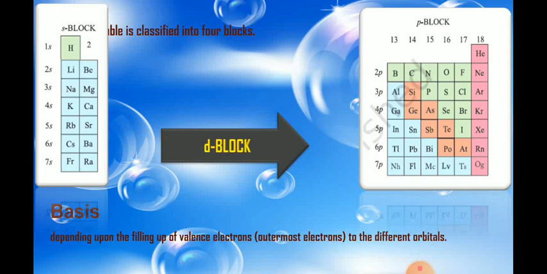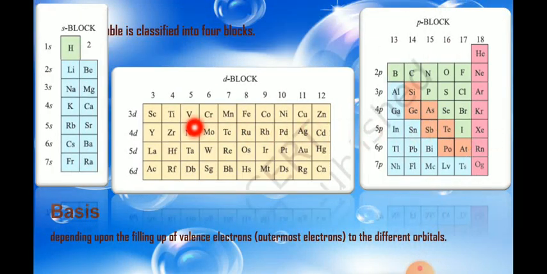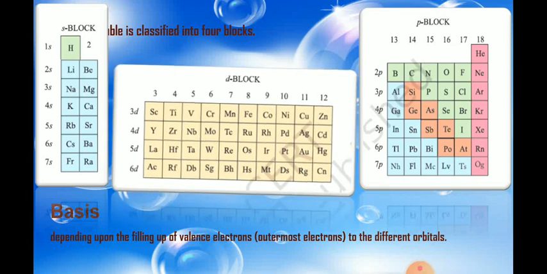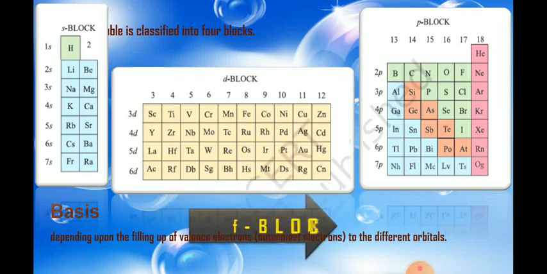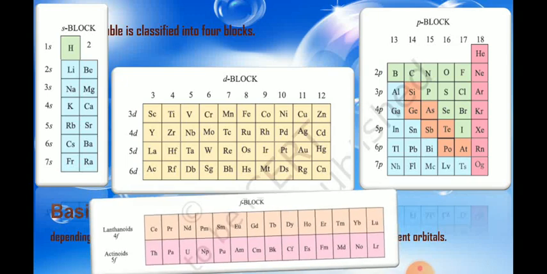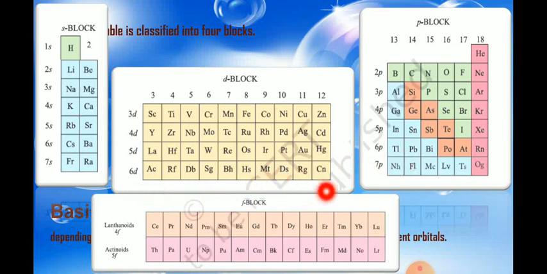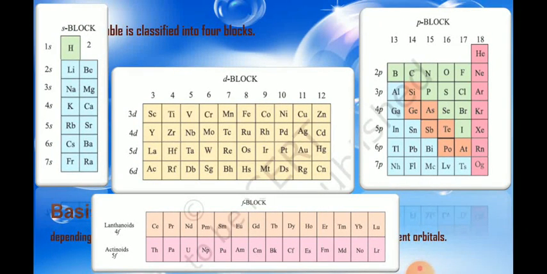The third classification is D block. Total 10 groups, group number 3 to 12. So 3, 4, 5, 6 up to 12 are classified under D block. Whereas the last classification is F block elements. The 2 rows which are kept below the main body of the periodic table are called lanthanoids and actinoids. Lanthanoids are composed of 14 elements and actinoids are composed of 14 elements. These total 28 elements kept below the main body of the periodic table are called F block elements.